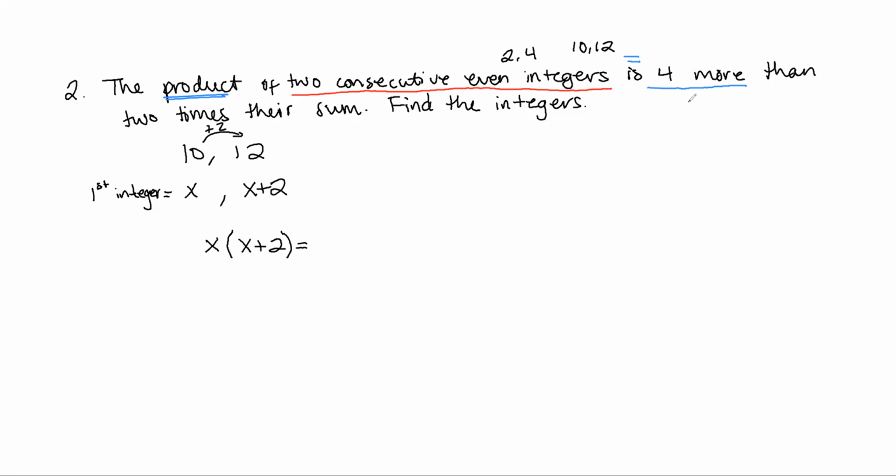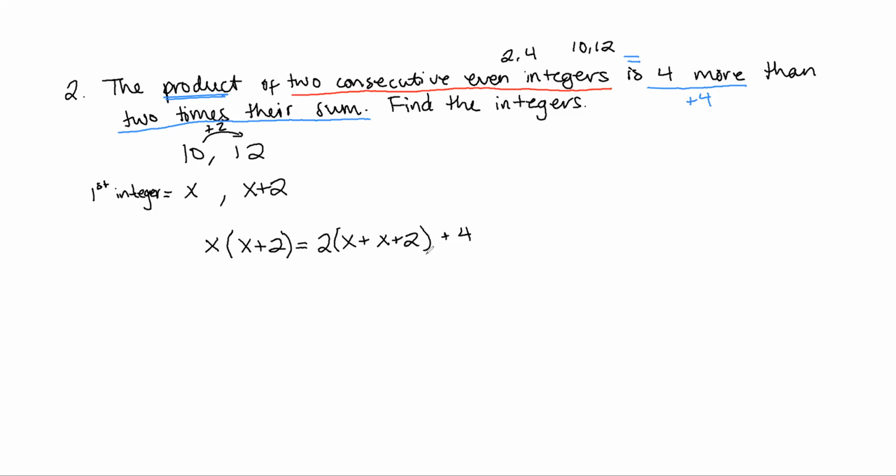So 4 more means we're going to add 4, then 2 times their sum. We're going to take 2 times their sum, and then add 4 to it. Their sum is x plus 2, and we want 2 times that sum. So I'm going to take that entire sum, multiply it by 2, and then we want 4 more than that, so we're going to add 4. This is the part that gets kind of confusing because we have all this stuff going on. But if you break it down into the little parts, it's a little bit more manageable.